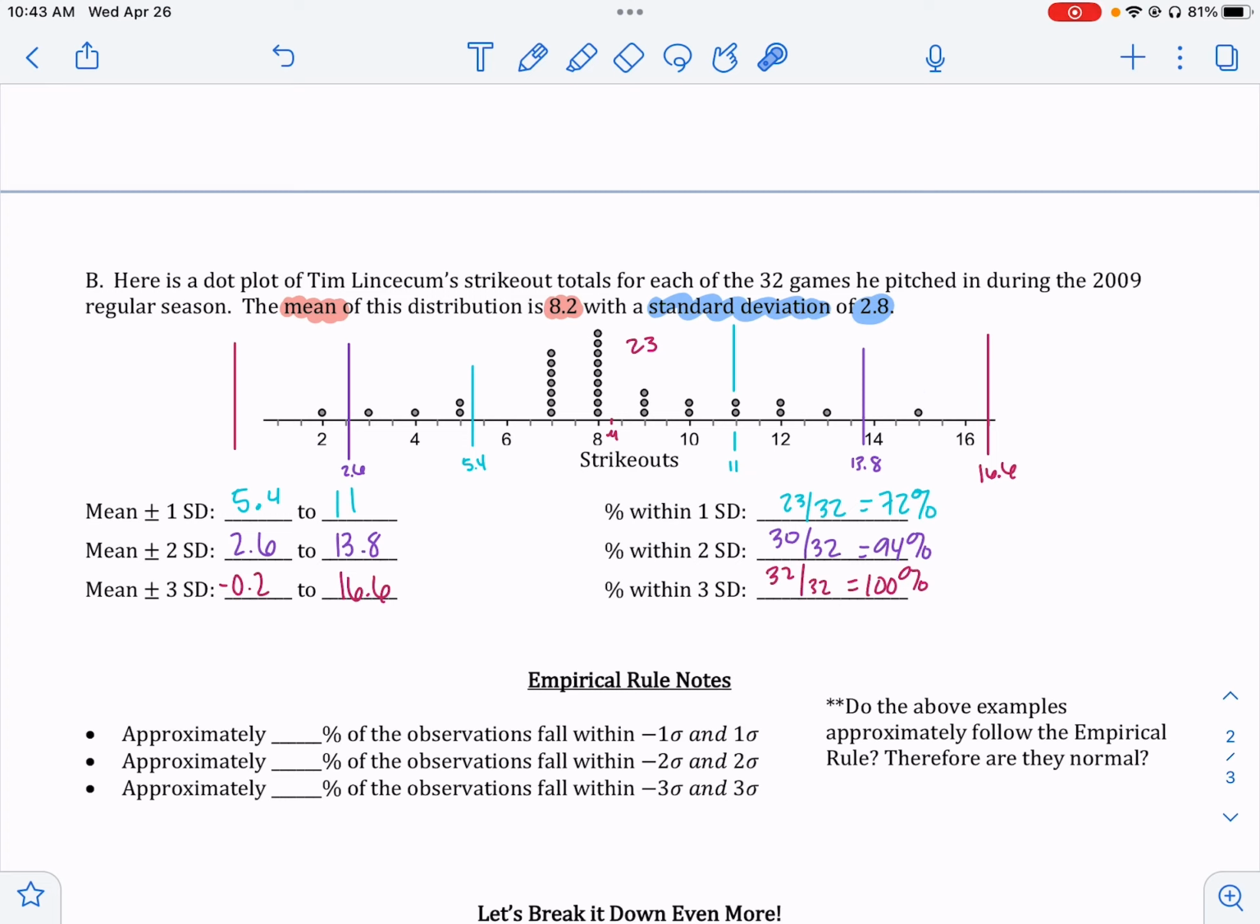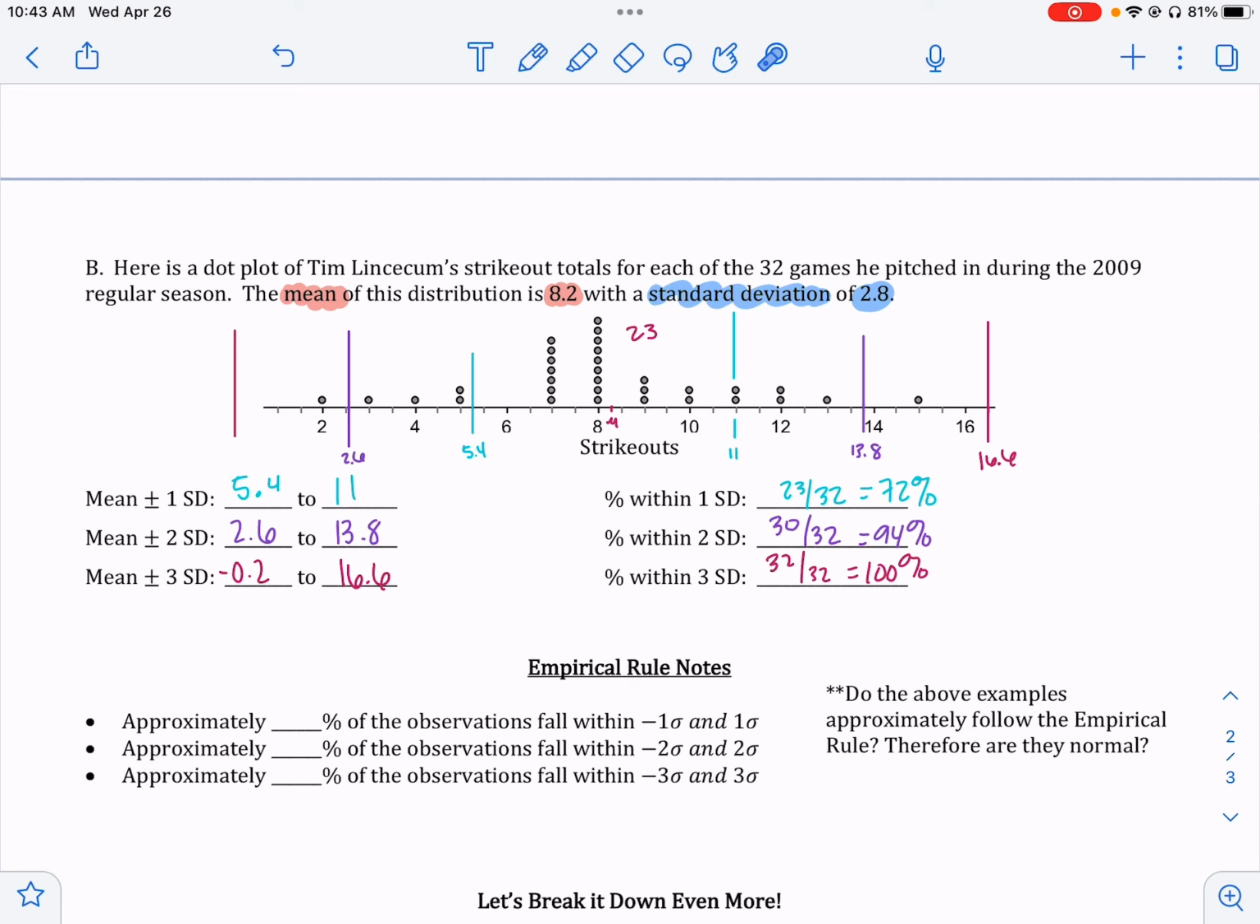So this is what we mean when we're talking about percent of the data falling within 1 standard deviation, 2 standard deviations, or 3 standard deviations away from the mean. And when we're talking about that, we mean in both directions. So when I'm talking about 1 standard deviation away from the mean, I'm talking about if I subtract it and I add it, this whole chunk of data is data that is 1 standard deviation away from the mean.